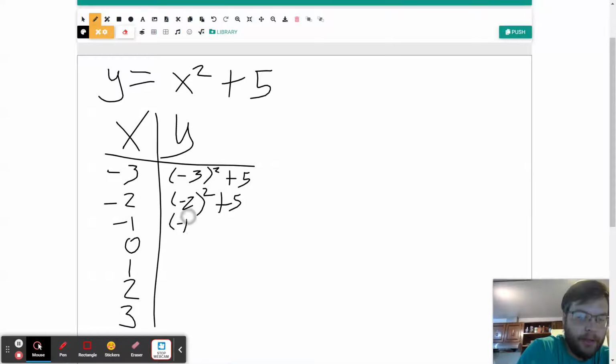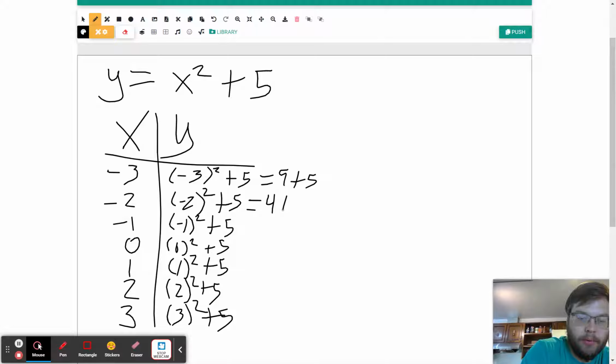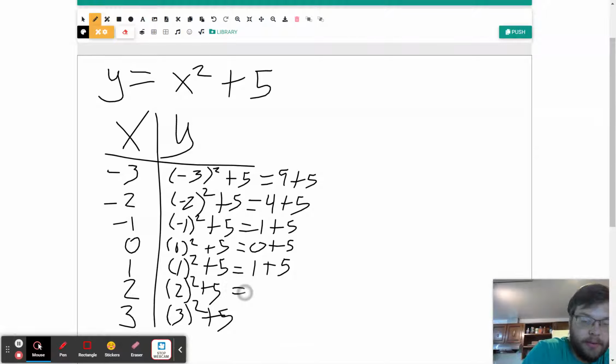See how all I'm doing is replacing the letter x with the number in the x column. And then I'm going to go back through and calculate these, and I hope you notice a nice pattern between them. So the first one, negative 3 squared is 9, so I have 9 plus 5. Negative 2 squared is 4. Negative 1 squared is 1. 0 squared is 0. Notice that the plus 5 is the same every time. And I hope you notice a pattern as I'm going through these.